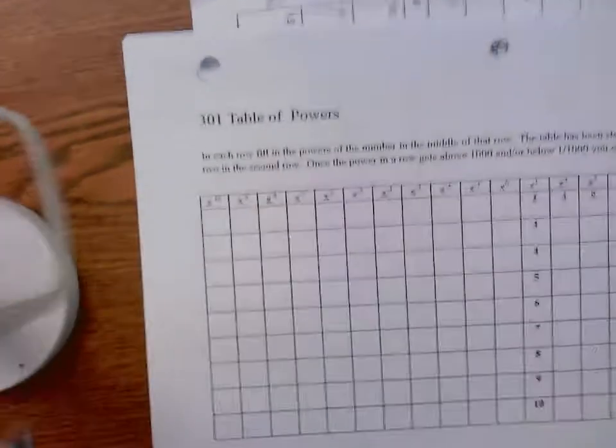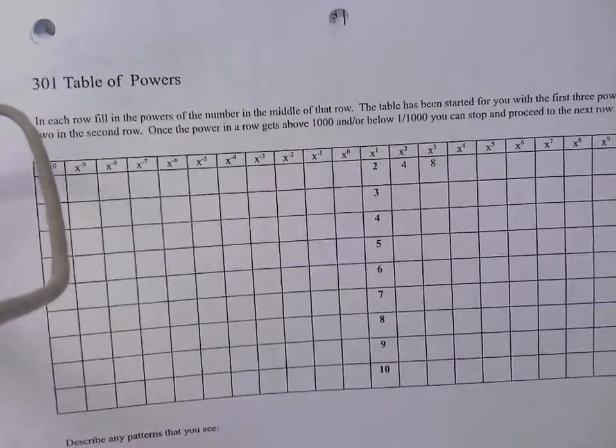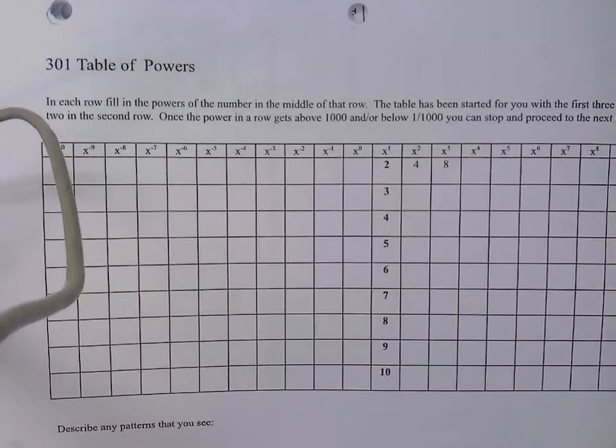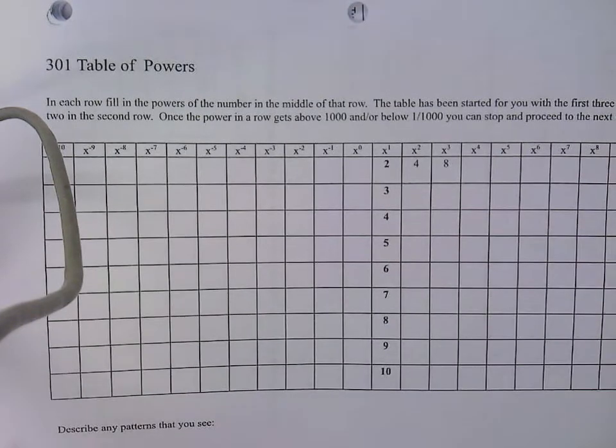You might have seen this in Algebra 2. It's called the table of powers. I don't know why it's so blurry here, but the base is in bold down the center. So it's called the power family of 2, the power family of 3.